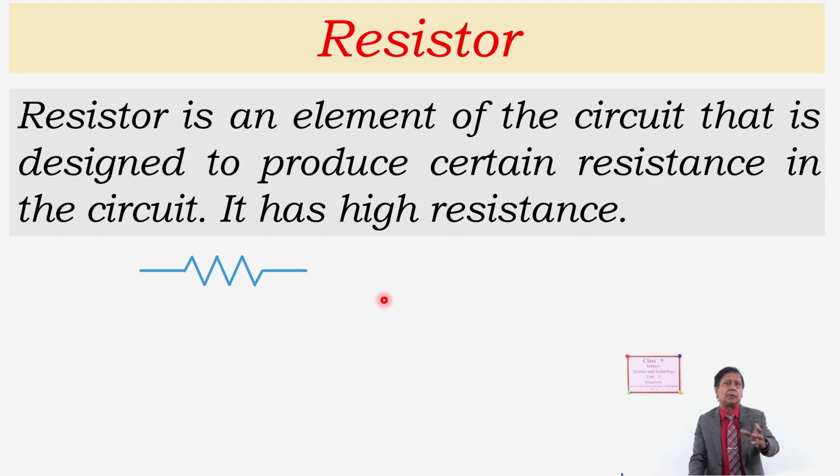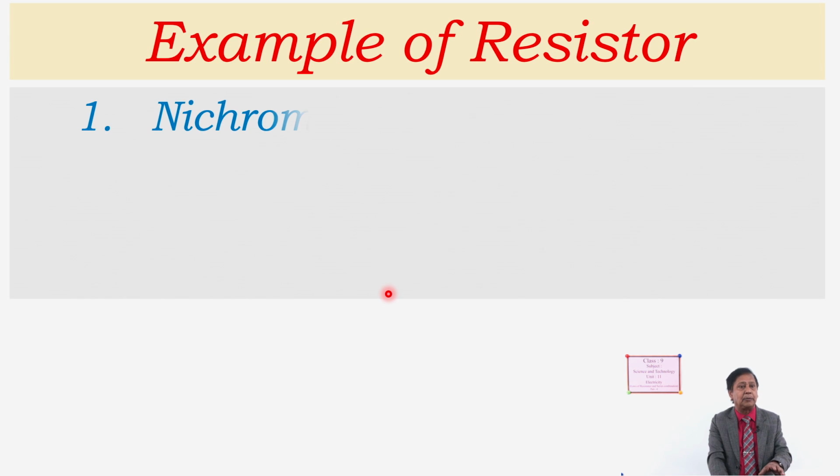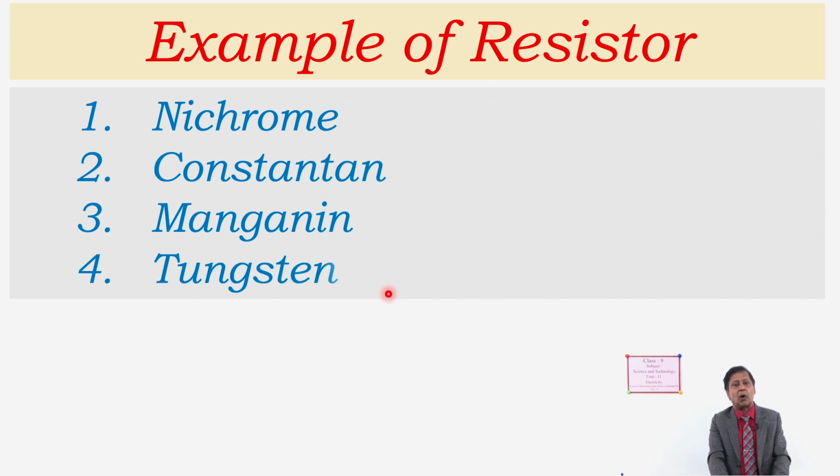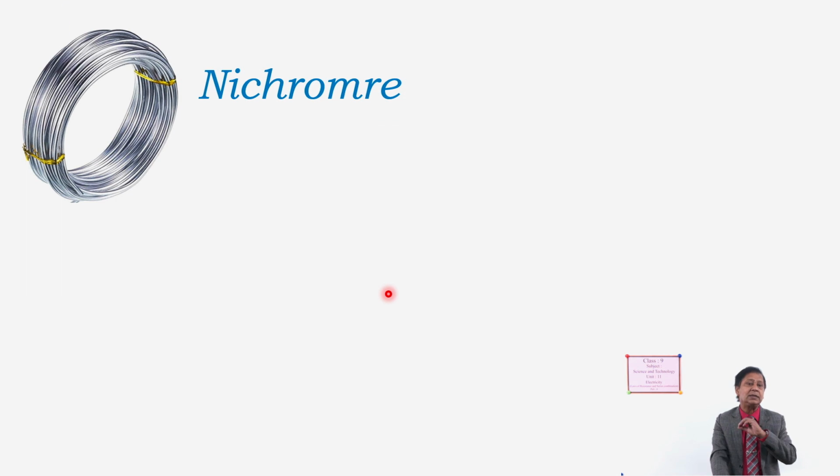Now I want to give you some examples of resistors. There are some common resistors which are used in the laboratory also for different purposes. Nichrome, another is constantan, another one manganese, another tungsten. These are very common resistors which we use in the electric circuit. Now let's talk in a little more detail. What is nichrome? It looks like this. It is silvery white, and this is an alloy of nickel and chromium.